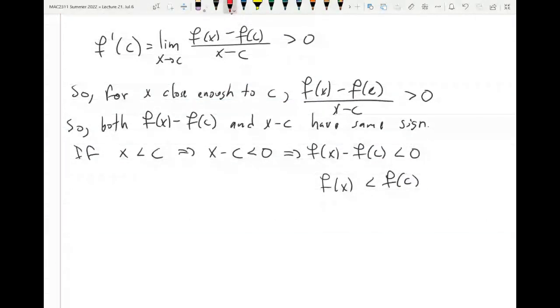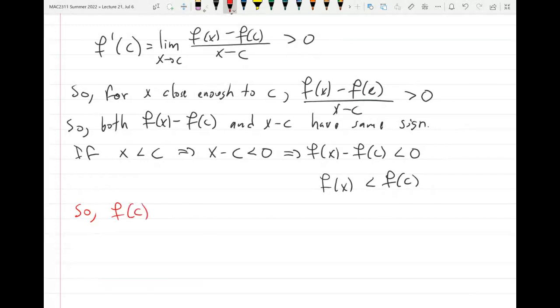So f of c cannot be a relative minimum. Okay, that's fine, but maybe it's a maximum, okay? So far this argument is telling us that it cannot be a minimum in this condition, all right? Let's look at what happens to the right. This was just from the left, okay? So what happens if we are around c, but from the right?